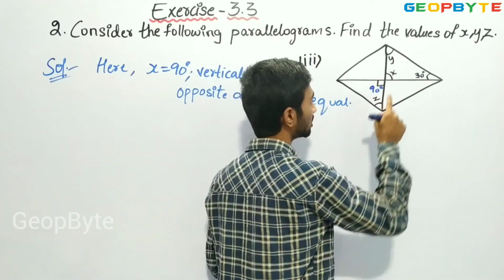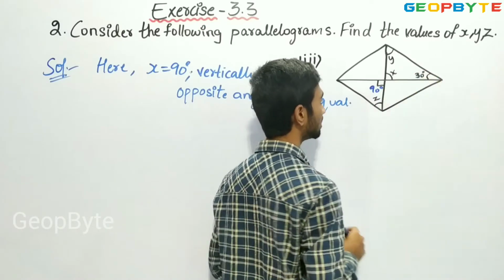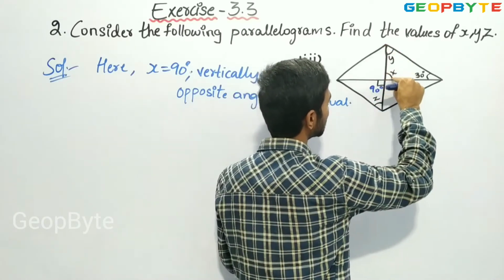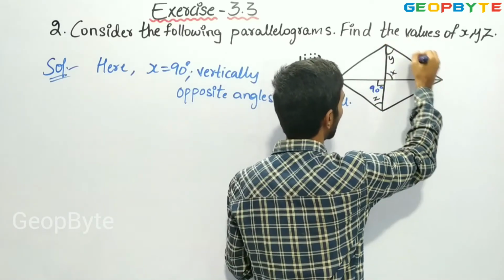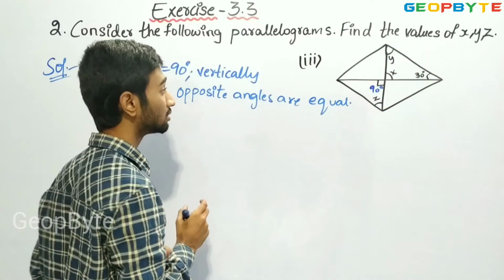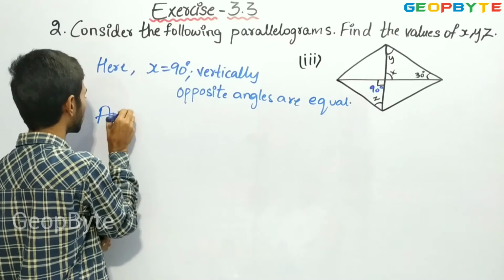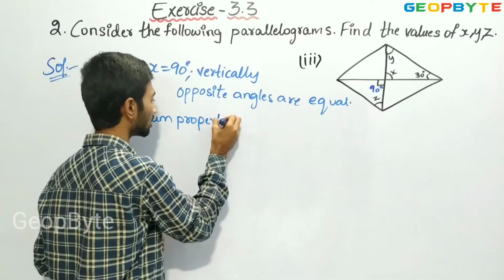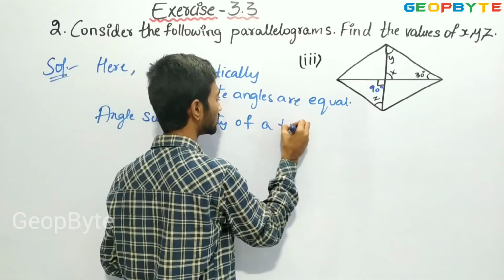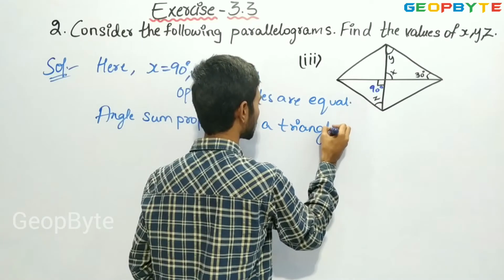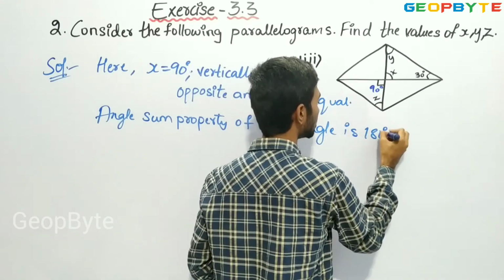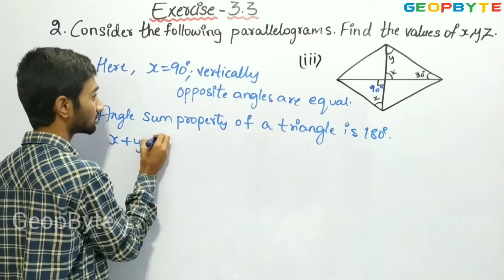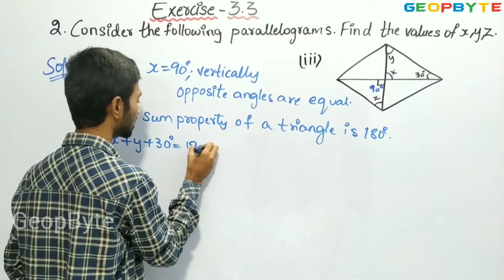Now we have the value of x, and here it is given as 30. Now we will find the value of y. If you carefully observe, this is a triangle. We know that the angle sum property of a triangle is 180 degrees. So we will add these three angles: x plus y plus 30 degrees equal to 180 degrees.